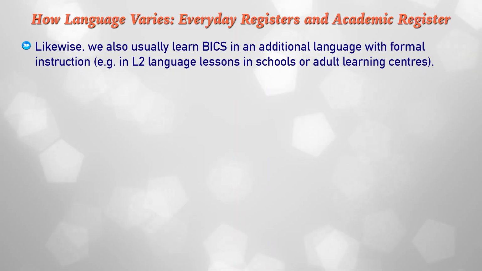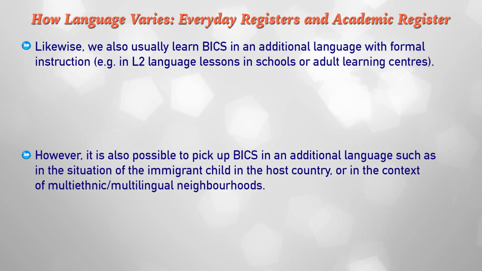That is, we all first develop BICS in our local familiar languages, L1s, and then later we learn to communicate with CALP, both in our familiar first local languages and in L2, L3, all the additional languages, usually through formal education. Likewise, we can also learn BICS in an additional language with formal instruction. However, it is also possible to pick up BICS as an additional language, such as in a situation of an immigrant child in a host country or the context of multi-ethnic or multilingual neighborhoods.